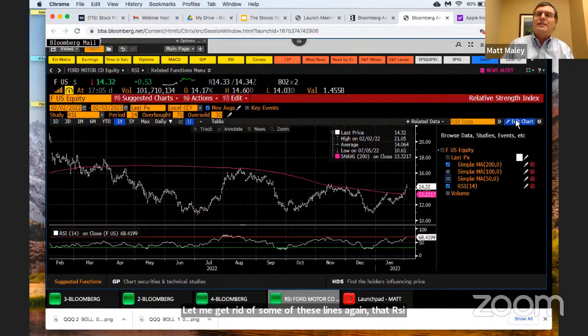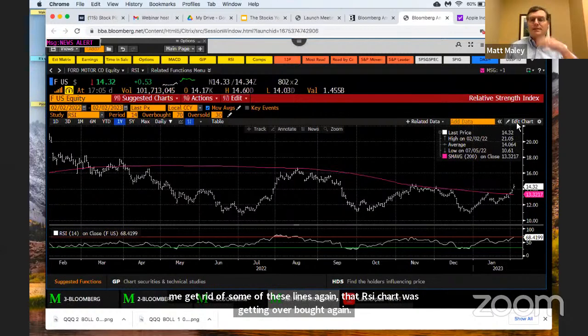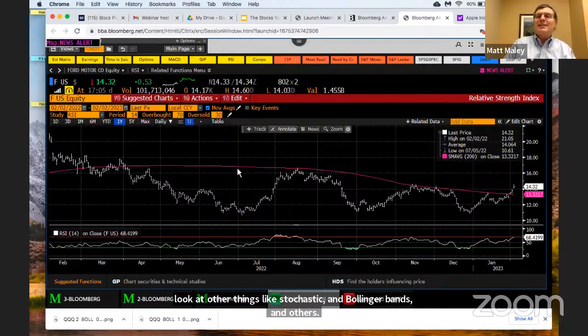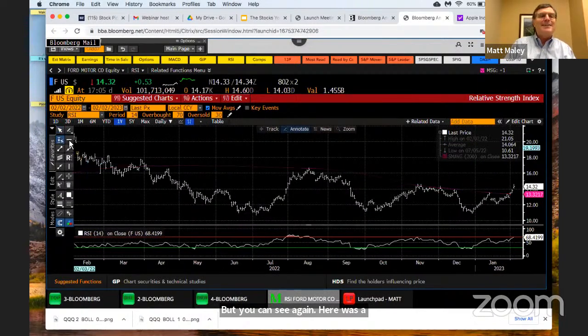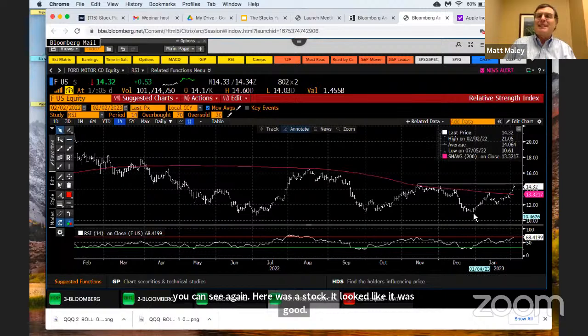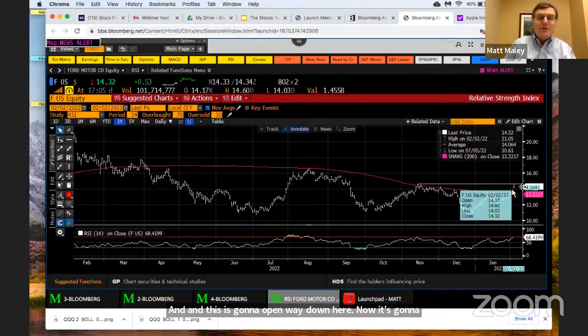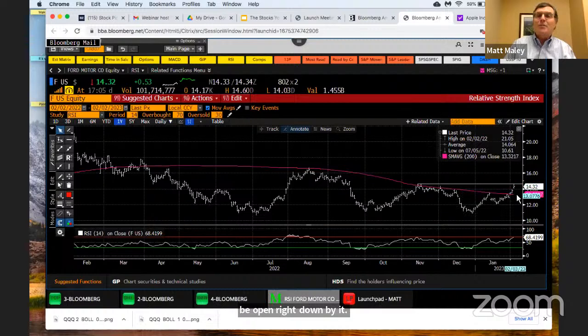Again, I look at other things like stochastics and Bollinger Bands and others. But you can see, here was a stock that looked like it was getting good, right? It was trying to make a higher low, it was trying to make a higher high, and this is going to open way down here. Now it's going to open right down by the 200-day moving average. Looks like it's going to open right there. If it can hold that, fine.